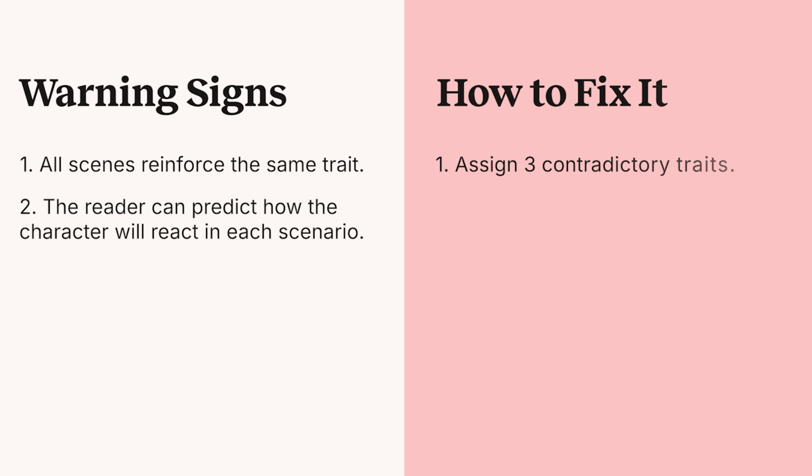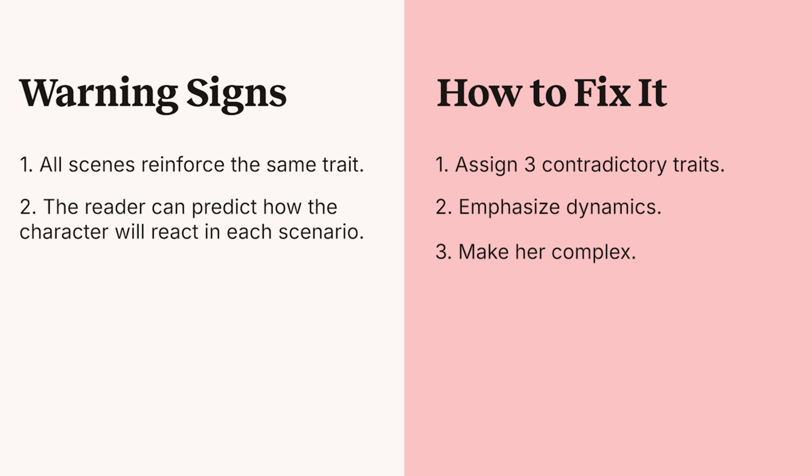First, assign your female character 3 contradictory traits. Emphasize her dynamics. Make her complex, her good side, her bad side. Every single person has good days and bad days. They're happy and they're sad. The more you can express this on the page, the more dynamic your character is.